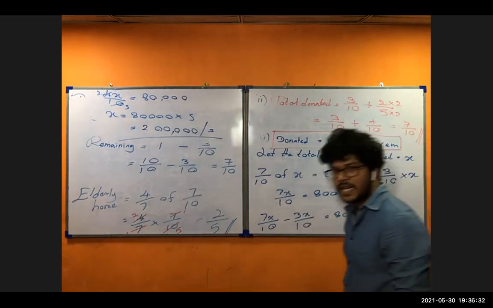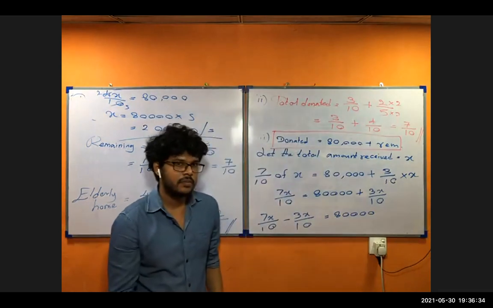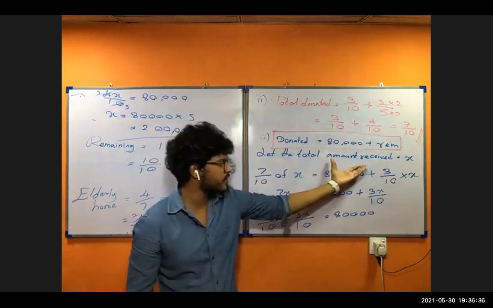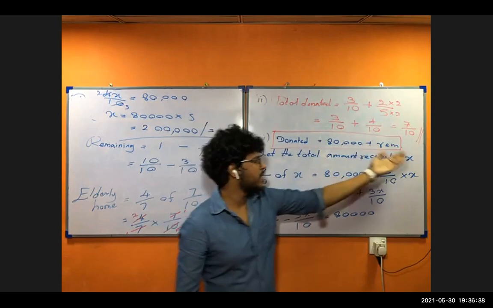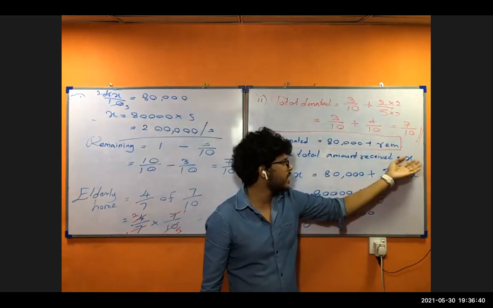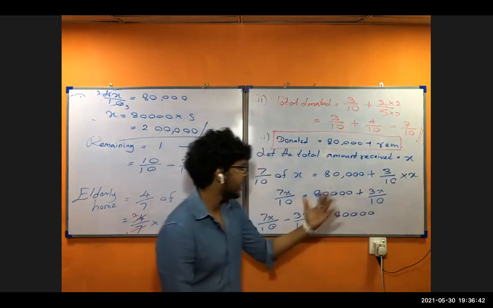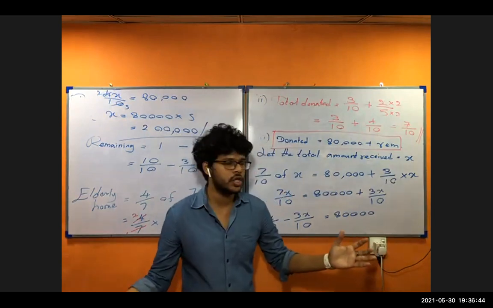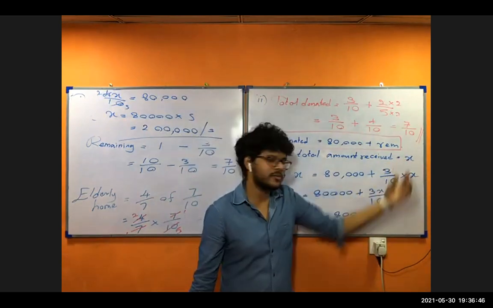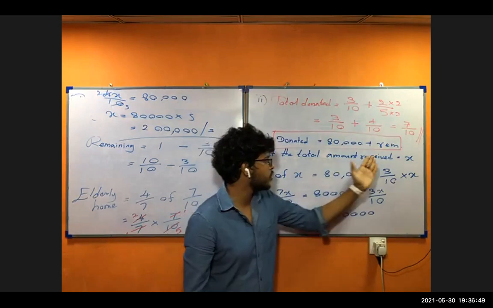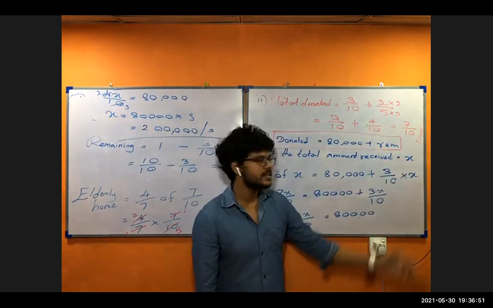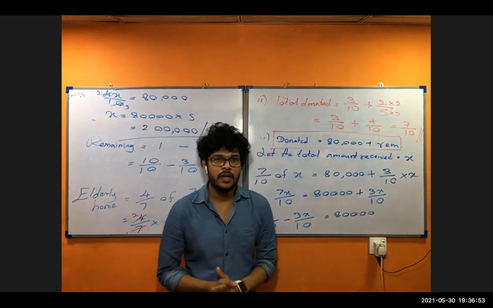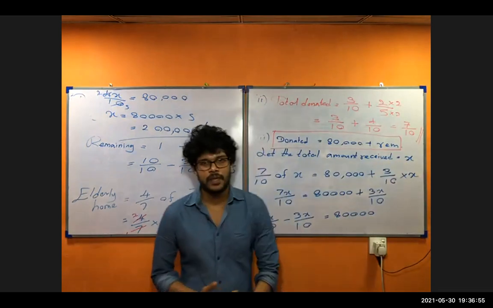So why did I take X? Because the question is asking me to find the total amount received. So maybe I can put an X over there, right? And find what is X. Then I don't have to think anything more about the question. If I can find X, that is my answer. At the beginning itself, if I can find what is X, then I know my answer. So that's why I put an X over here.